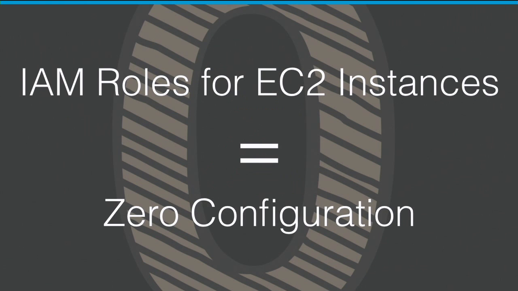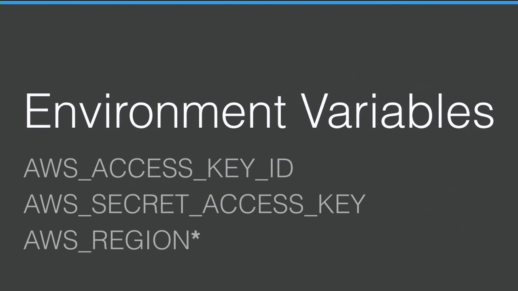Like I said, if you're using IAM roles for EC2 instances, all of this stuff is free. It's basically a zero configuration setup. You don't have to do any configuration when you load the SDK on the EC2 instance. If you're using environment variables, these are some of the environment variables you can use to set up the SDK. That's the access key at the top. You can get the secret access key, and you can also set the region as well.